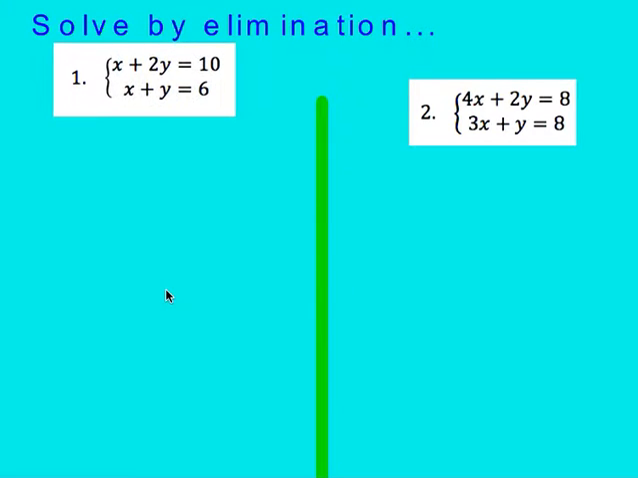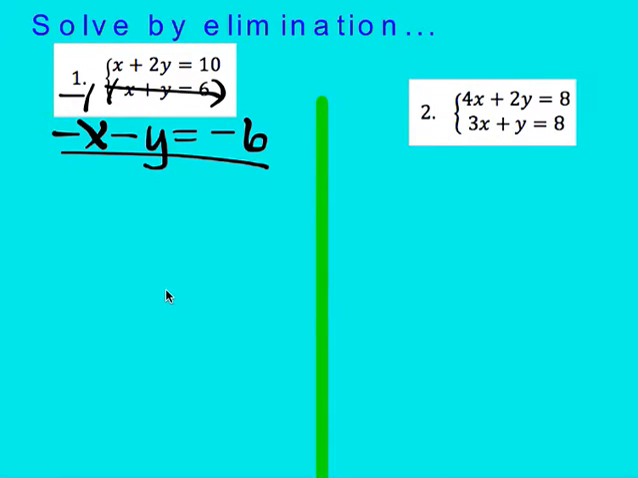Taking a look at number 1, I noticed that my x's have the same coefficient, which is 1, but they don't have opposite signs. So I'm going to multiply that bottom one by a -1. I'm going to change all my signs, and now I can ignore this version and add down my columns. Well, x minus x is going to cancel out. 2y minus y is just going to be y, and then 10 minus 6 is going to be 4. So that's what my y is equal to.